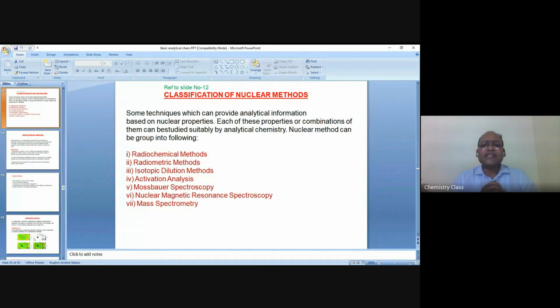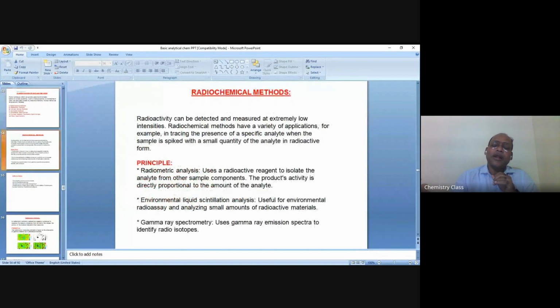Nuclear methods are techniques which can provide analytical information based on nuclear properties. Each of these properties, or a combination of them, can be studied by analytical chemistry. Nuclear methods can be grouped into: radiochemical methods, radiometric methods, isotopic dilution methods, activation analysis, Mossbauer spectroscopy, which is named after the scientist, nuclear magnetic resonance spectroscopy, and mass spectroscopy. These seven methods are important, so let's go through the individual methods.